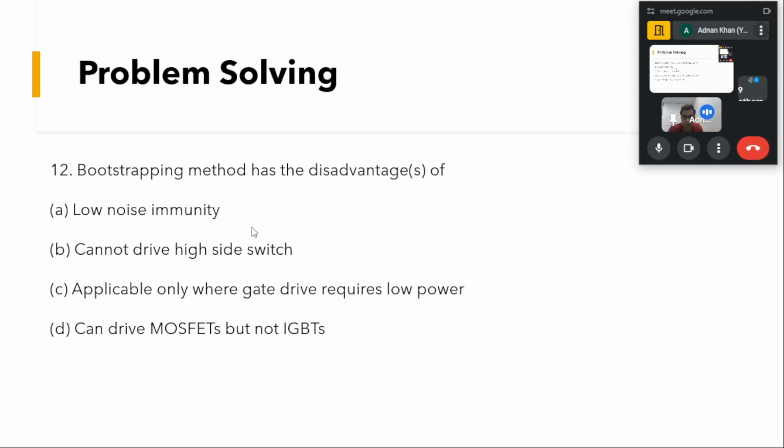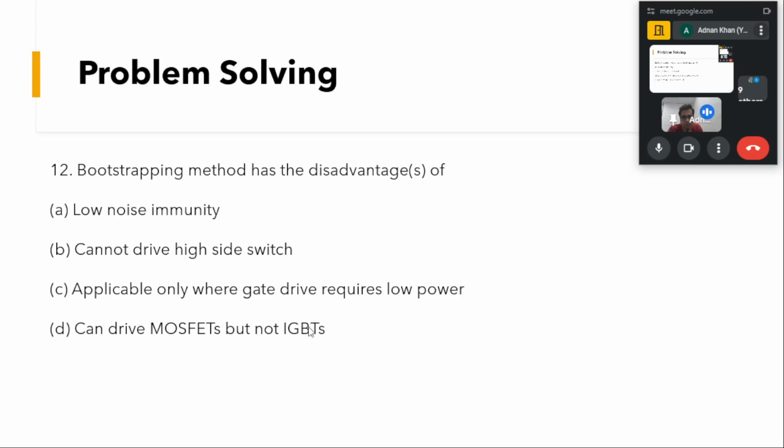Here we are talking about the disadvantages, not the advantages of the bootstrap. The third, applicable only where gate drive requires low power, is also true, because this is a disadvantage. If we want to drive a device that requires very high gate current, the bootstrap capacitor won't be able to supply that amount of charge to the device. And the last, can drive MOSFET but not IGBTs: there is no such distinction.